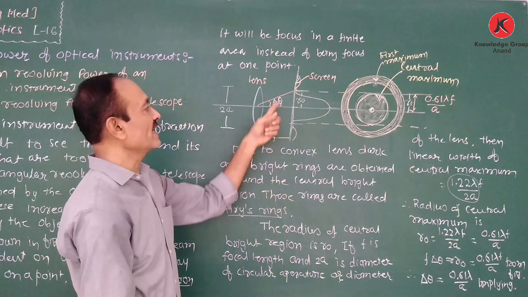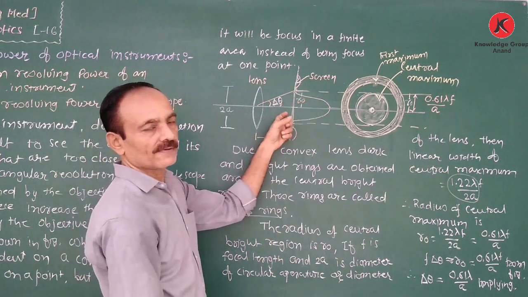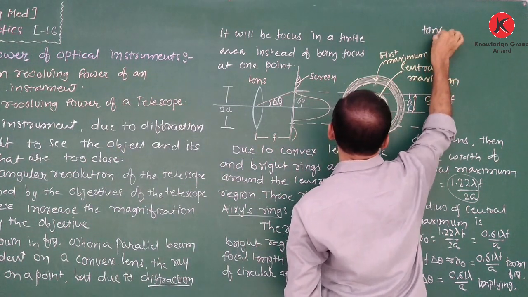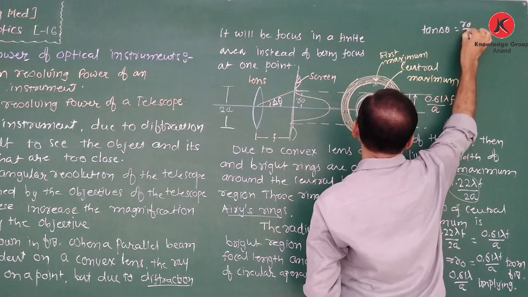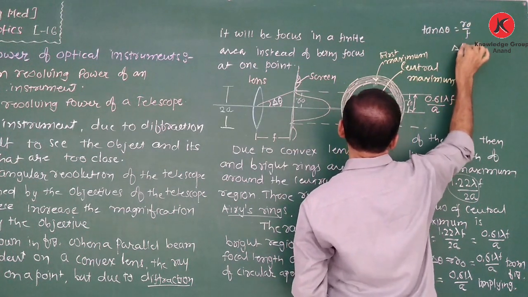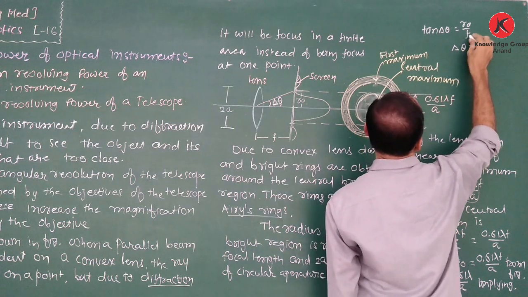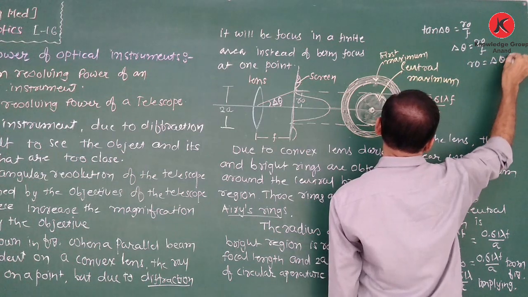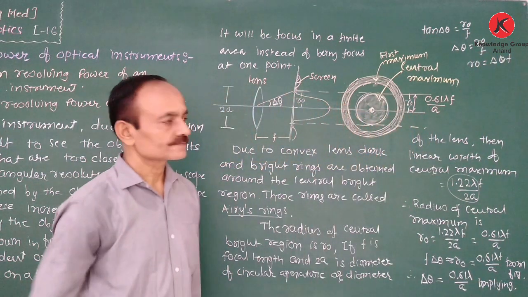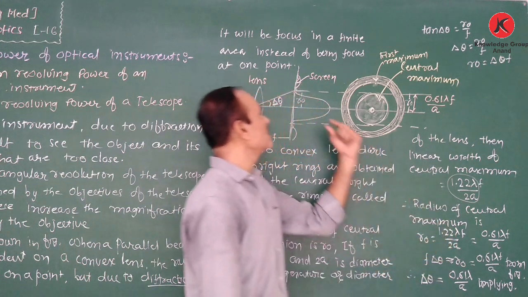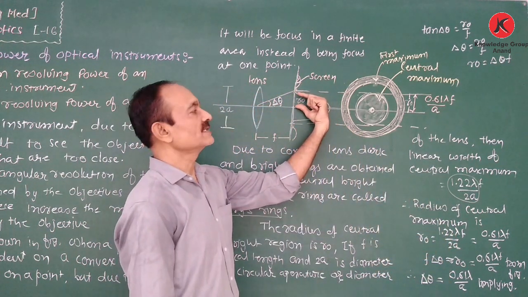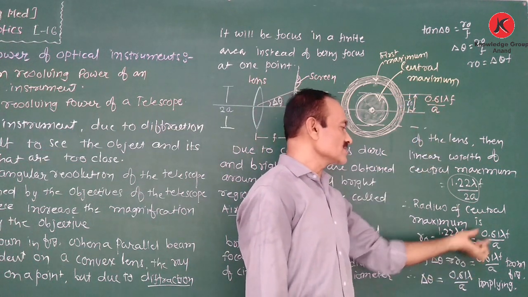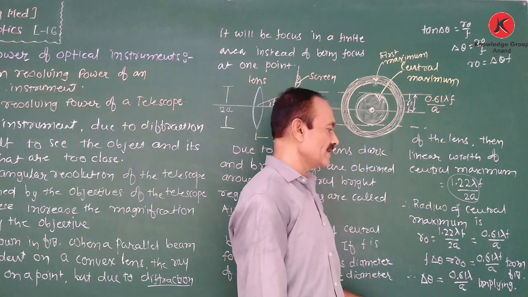So in this right angle triangle, tan theta is equal to R0 upon F. But theta here is very small, therefore delta theta is equal to R0 upon F. Therefore R0 is equal to delta theta into F. Therefore F into delta theta is our R0. That means there is the radius of the bright ring, which is also the same as 0.61 lambda F upon A.